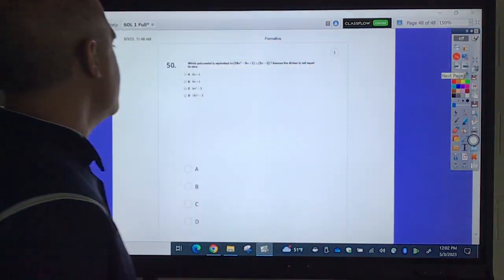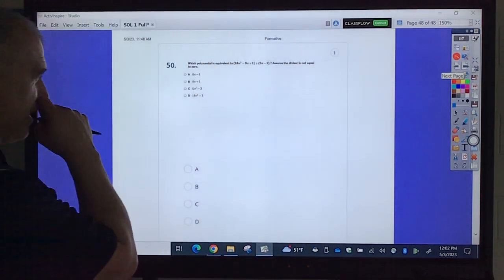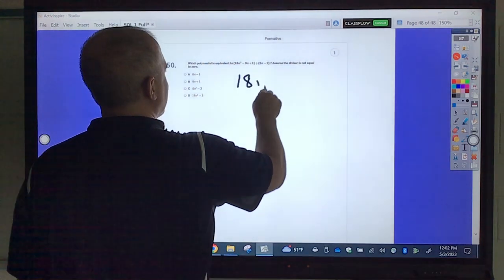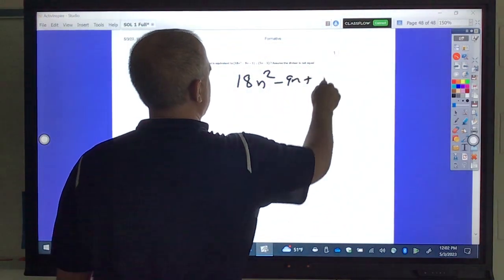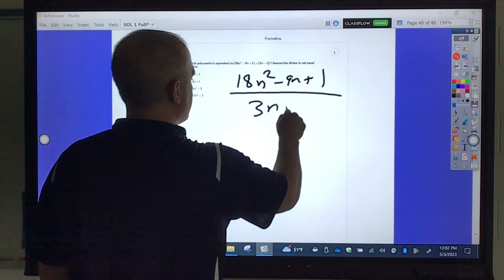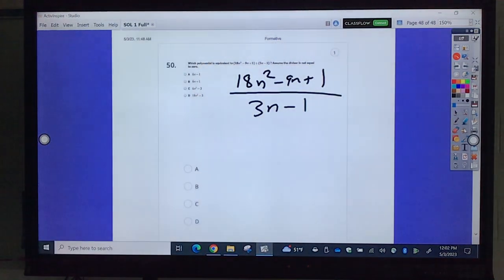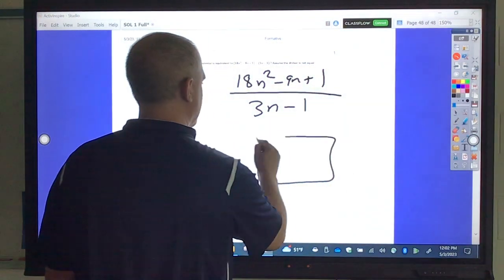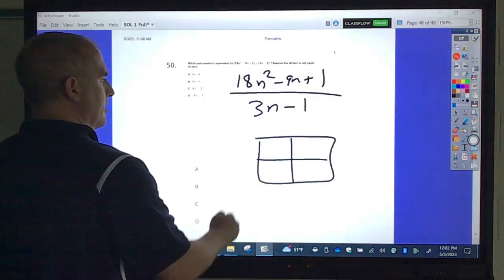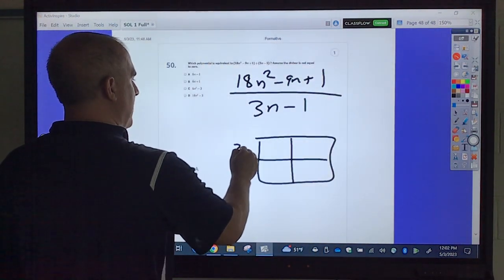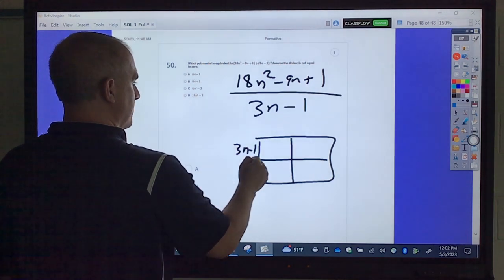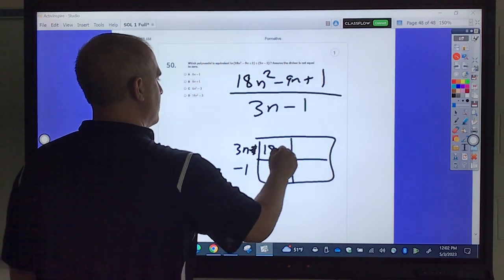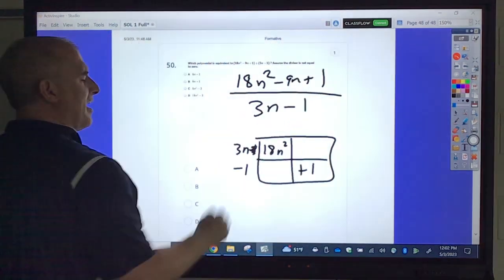Okay, question 40. This is polynomial division. Now, this is actually a lot easier than you think. What you can do, this is basically like factoring. I can put this one factor here, and I can put 3n with a minus 1. I can put this other one here. Don't worry about the middle.